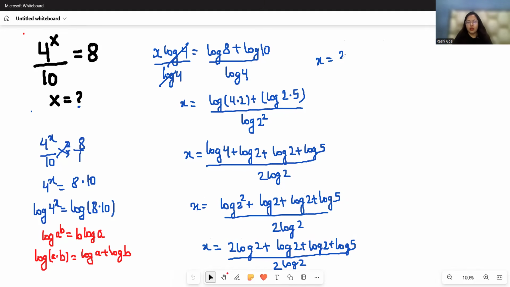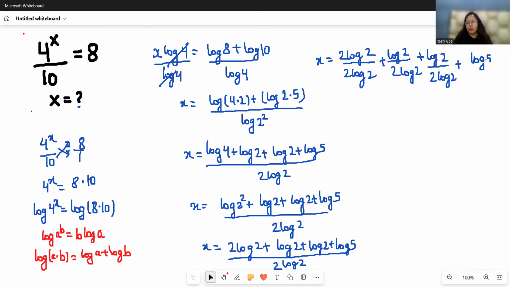So x equal 2 log 2 by 2 log 2 plus log 2 by 2 log 2 plus log 2 by 2 log 2 plus log 5 by 2 log 2. This will cancel out. So x equal 1 plus 1 by 2 plus 1 plus 1 by 2.